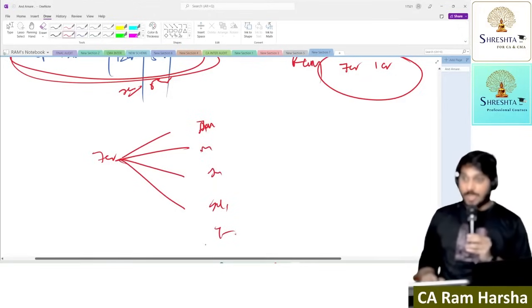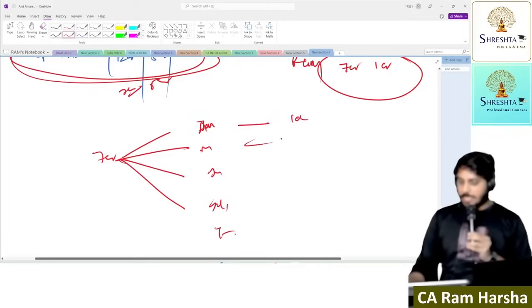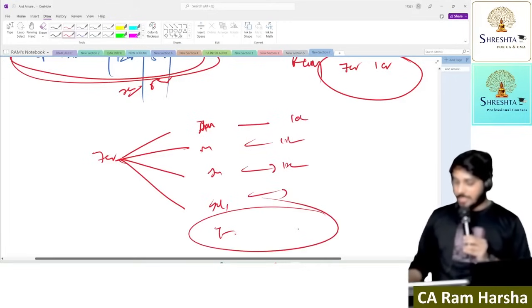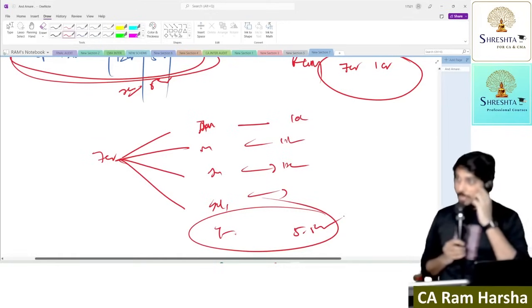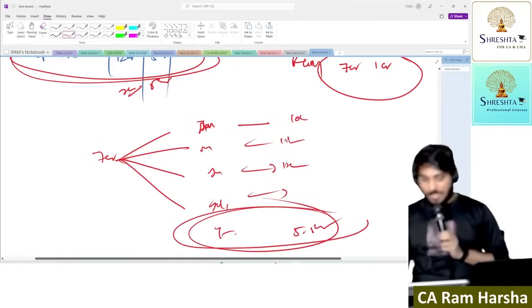Likewise, I asked for a month-wise breakup. In all the months it is 10 lakhs, 15 lakhs, 12 lakhs. But somewhere in September month, it was around 5.5 crore. Which month will I pick out? September. Something is wrong with September month.